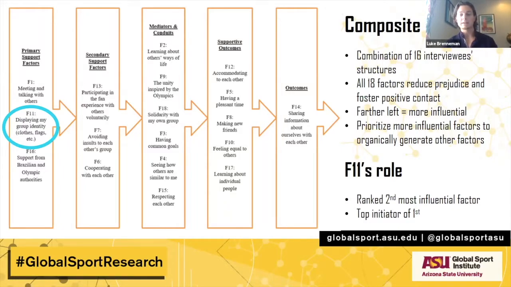Now we're going to focus on F11, factor 11, which gets us into the national identity that I referenced earlier. Displaying my group identity, like clothes, flags, singing, chanting, things that show people where you're from. Group identity, I didn't isolate it to national identity, but it's what interviewees discussed most often, which makes sense given the context of the Olympics.